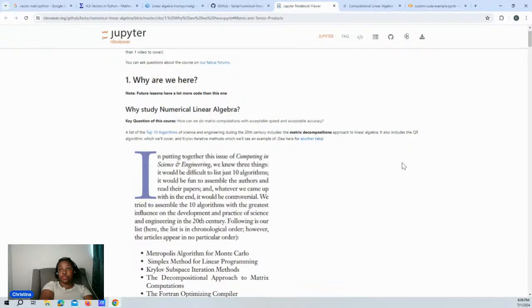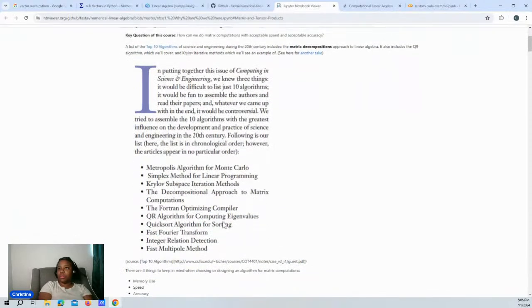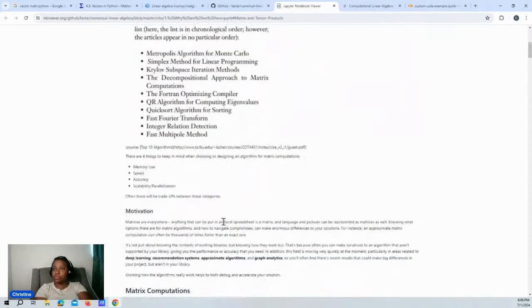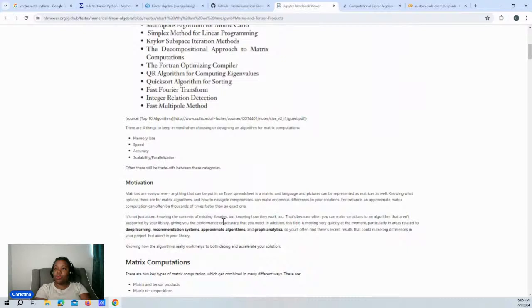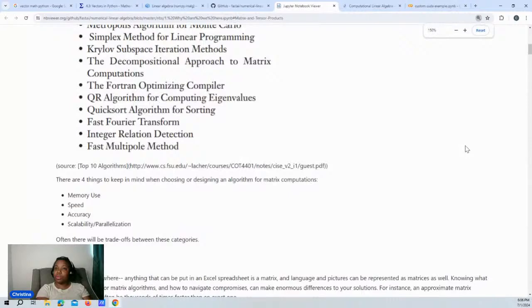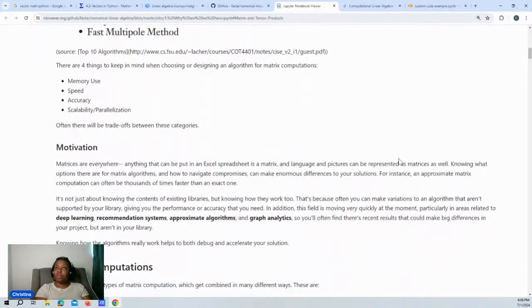So I thought it would be useful to go over the vector math and Python for the next week. When we think through any code, really, we want to think through the speed, the accuracy, the memory use. How can it parallelize? Because it does take a lot of time.